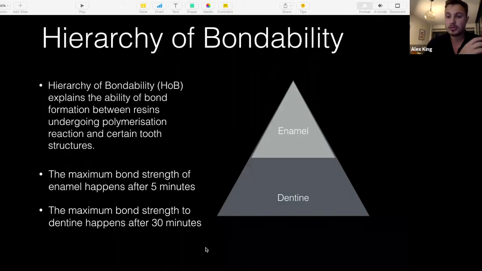So polymerization will happen to enamel at the top. It happens straight away. Maximum bond strength to enamel happens within the first 5 minutes, whereas the maximum bond strength towards dentine takes up to 30 minutes to happen. So this is what happens. If we have a differential between the ability of our bonds, so one tooth structure having a greater affinity to bond earlier and another tooth structure, dentine, having an affinity to bond later, we're going to get stress in the tooth.